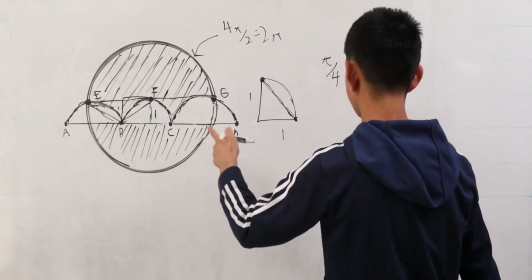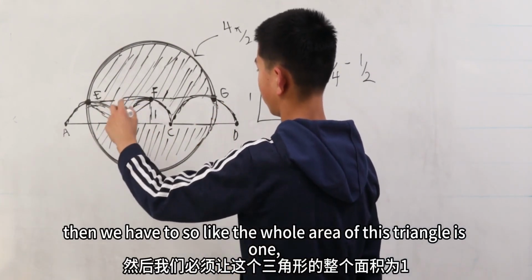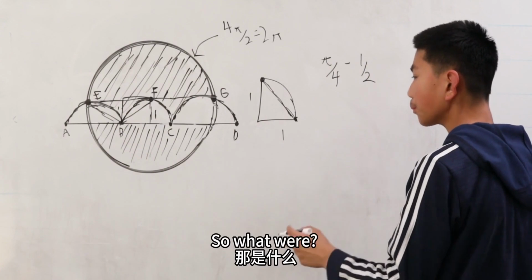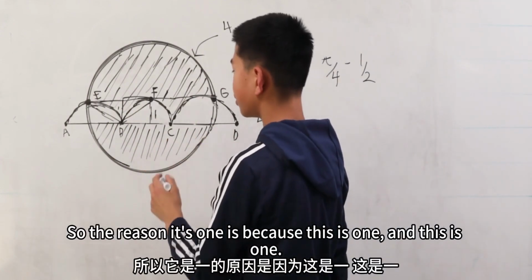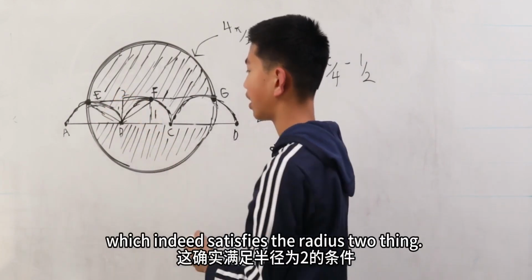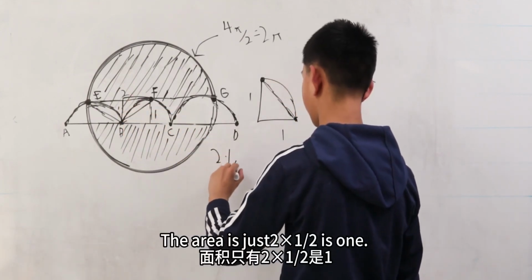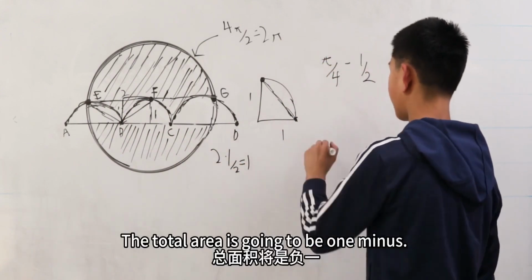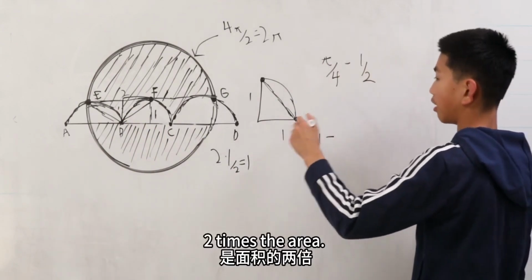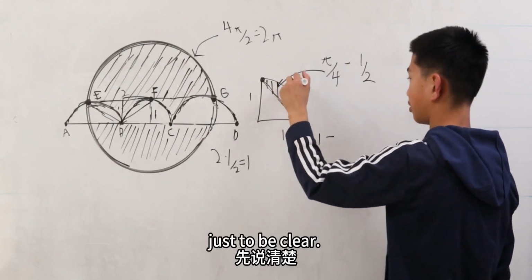The whole area of this triangle is 1, because this is 1 and this is 1, so this base is going to be 2, which indeed satisfies the radius 2 condition. So the area is 2 times 1 over 2, which is 1. The total area is going to be 1 minus, well, there are 2 of these in each triangle, so 2 times the area. This is the area of this, just to be clear.